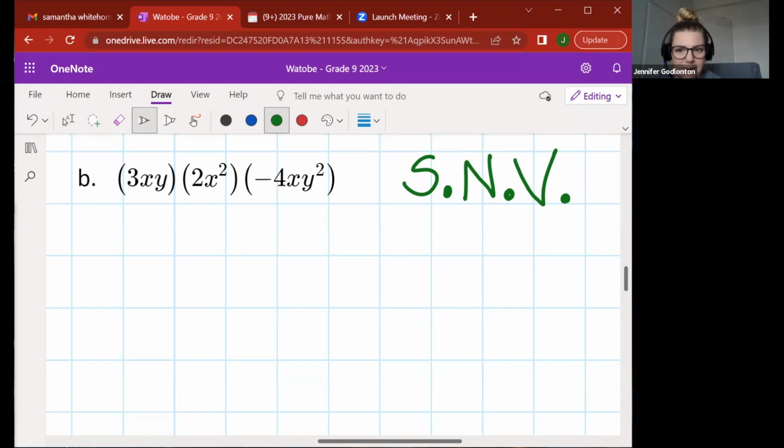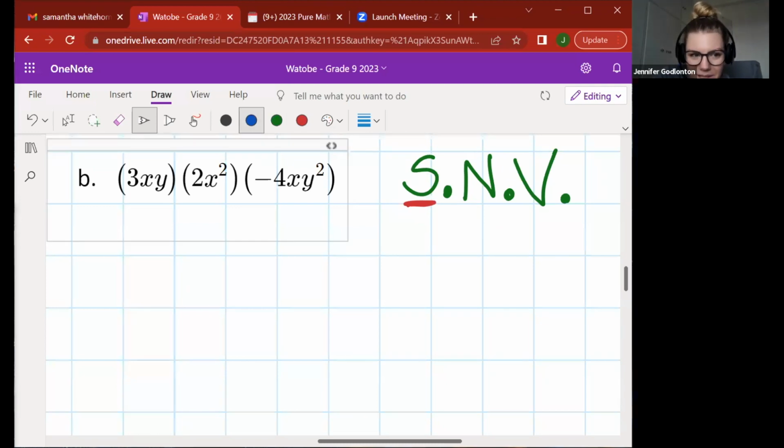Signs, numbers, variables. And don't panic about it, guys. One step at a time. Think about the signs. Think about your numbers. Then think about your variables.